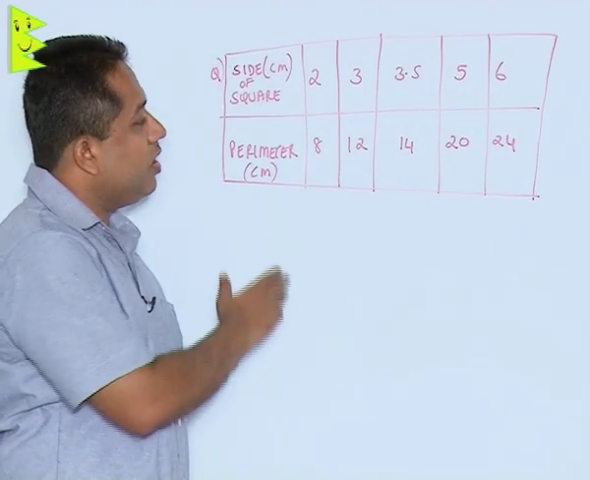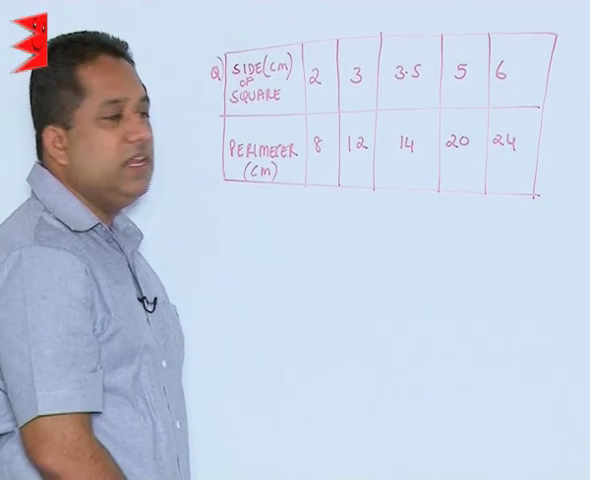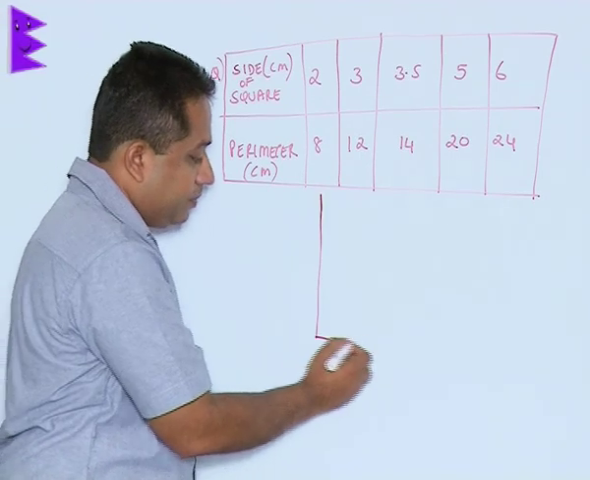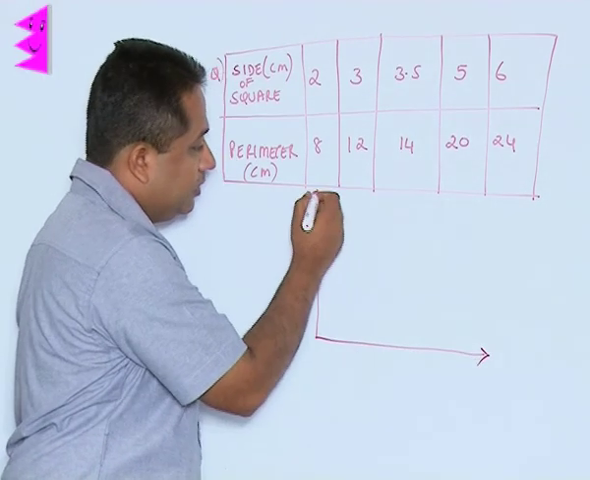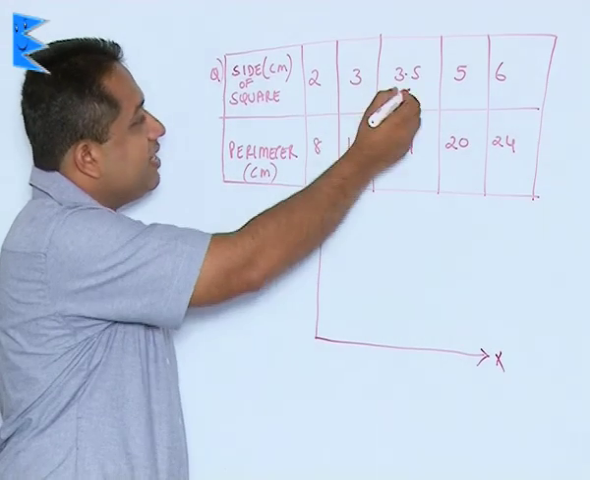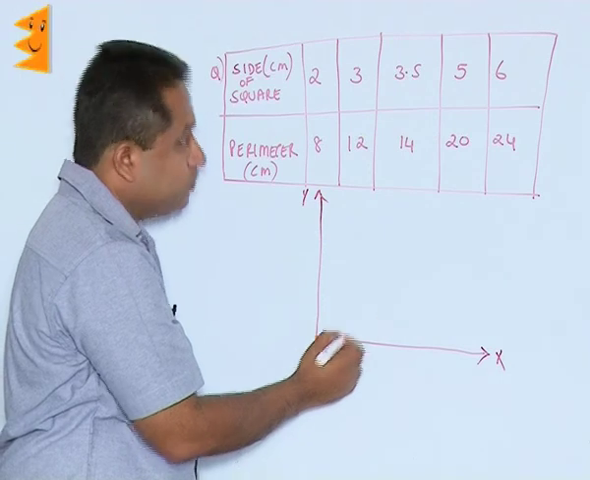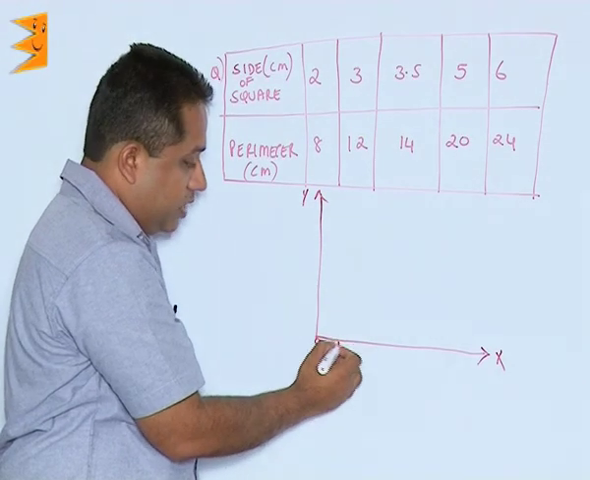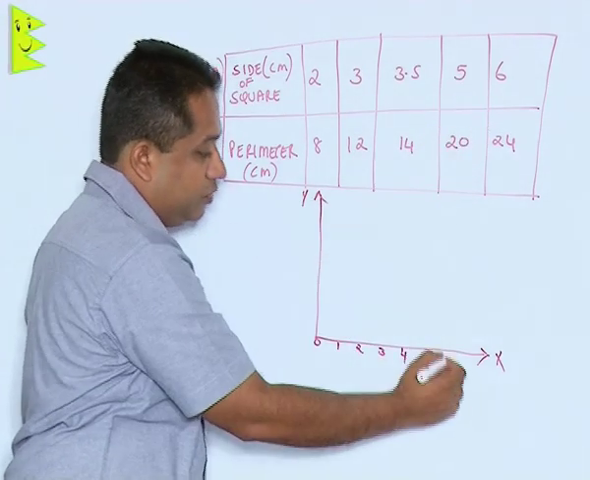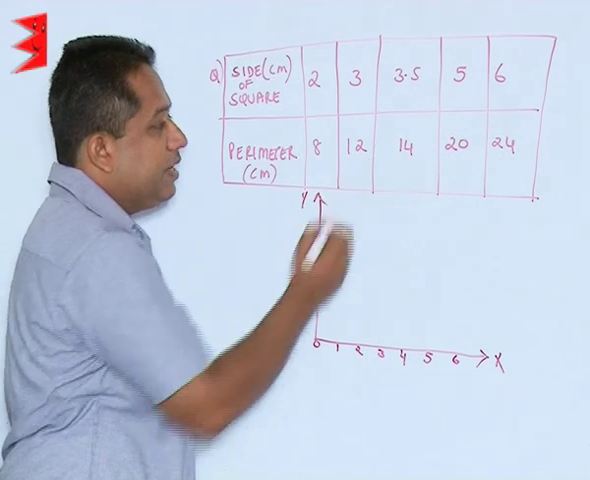Now, we have to draw a graph for this, and then we have to find out whether it is a linear graph or not. So, drawing the graph for this given data, this is the x axis and this is the y axis. On the x axis, we are going to take the side of the square. So, this is 0. So, this can be 1, 2, 3, 4, 5 up to 6, and on the y axis we are having the perimeter. Perimeter is up to 24.